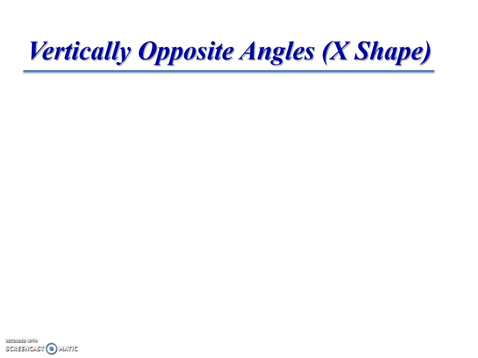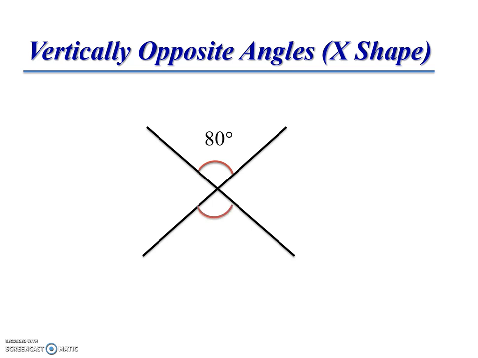Now, what are vertically opposite angles? If we draw two straight lines which intersect each other, definitely we are going to come out with the shape of an X. Now, a vertically opposite angle has this characteristic: the value of the upper angle should always be similar to the lower value. Now, it doesn't really have to be 80 degrees all of the time. This is only an example.